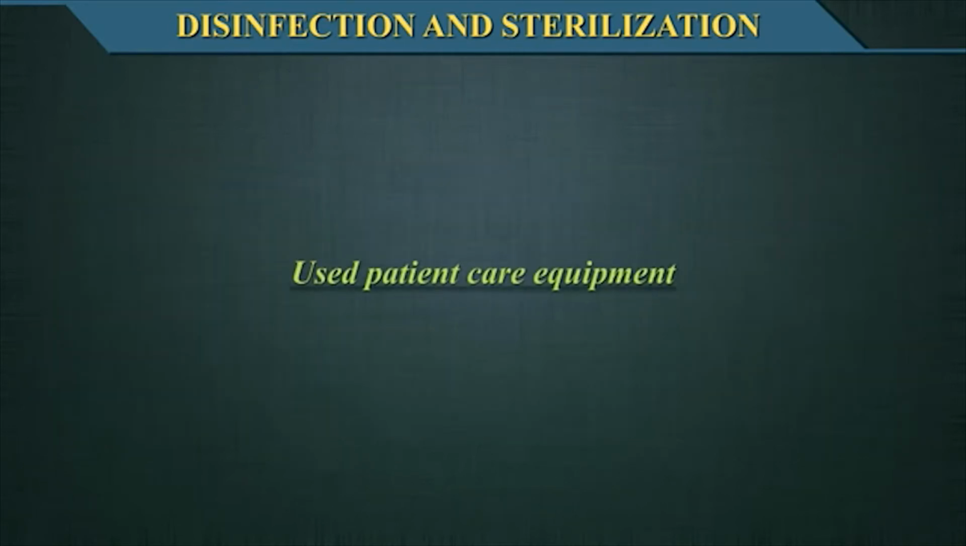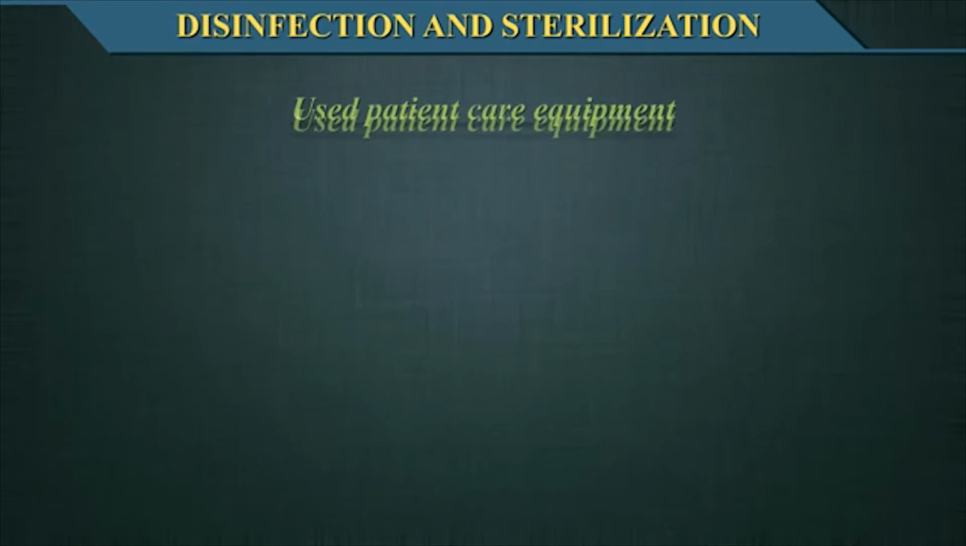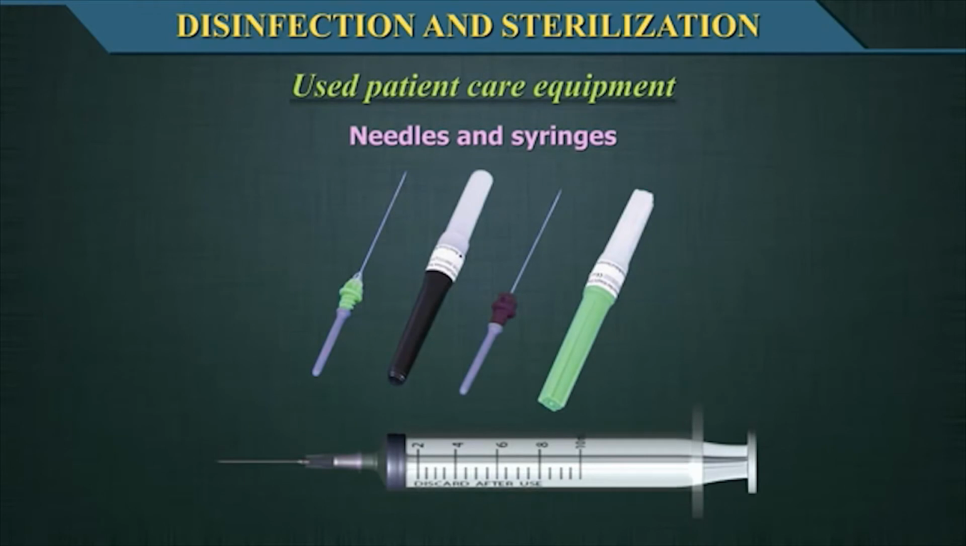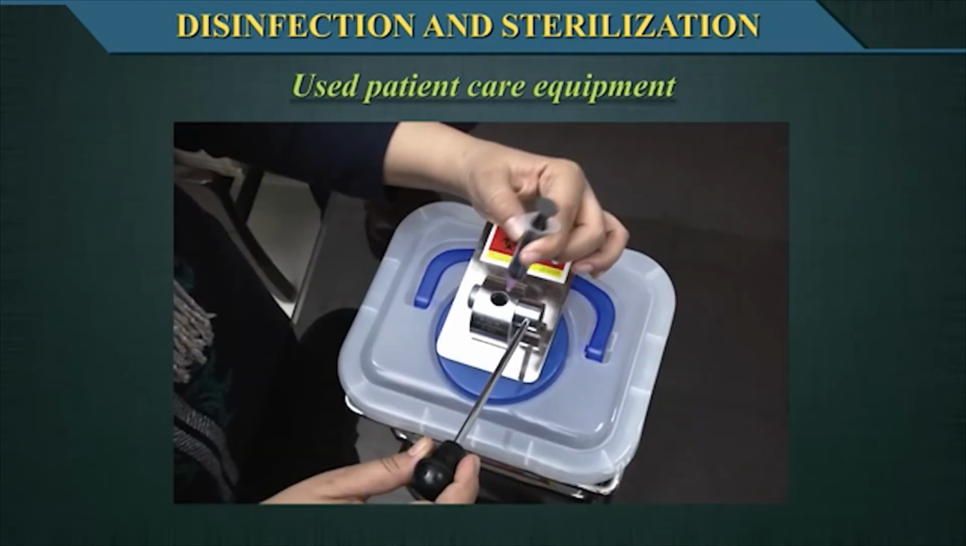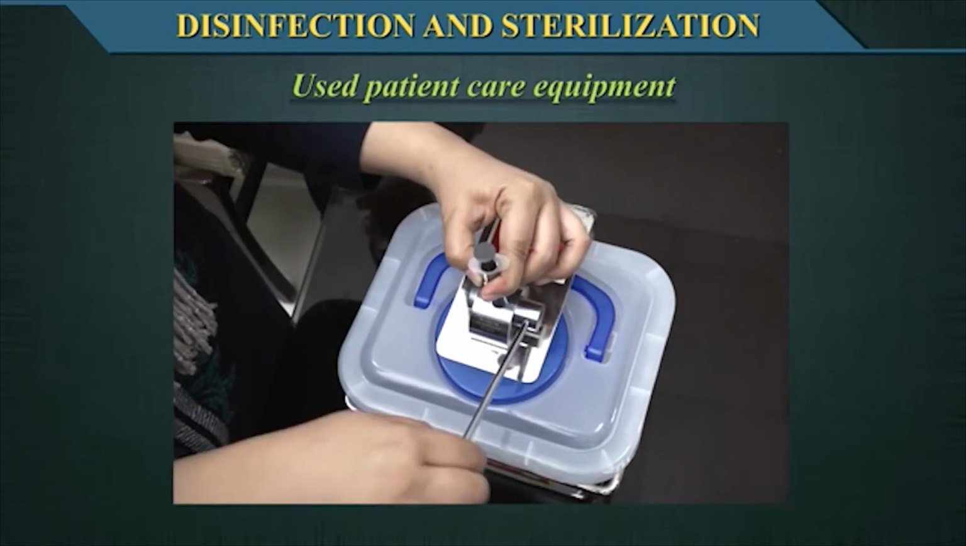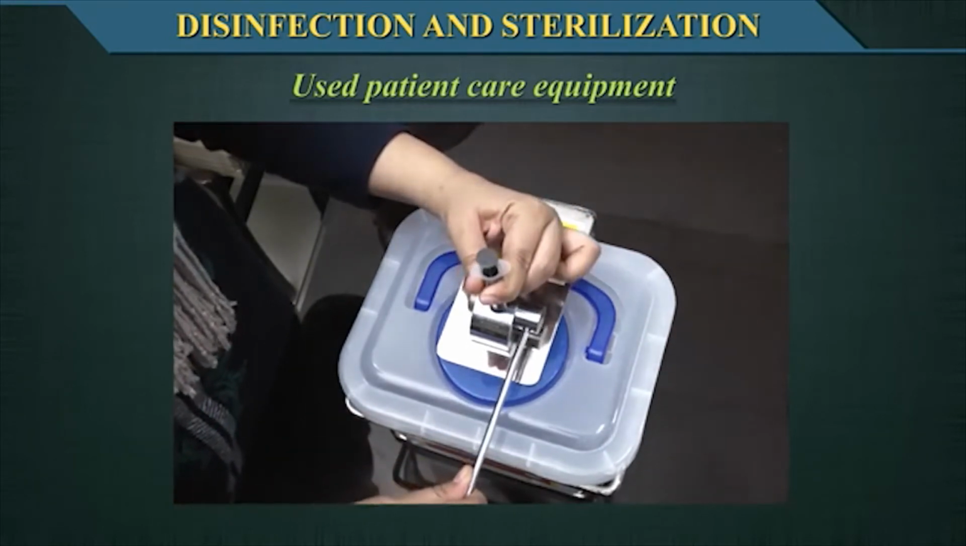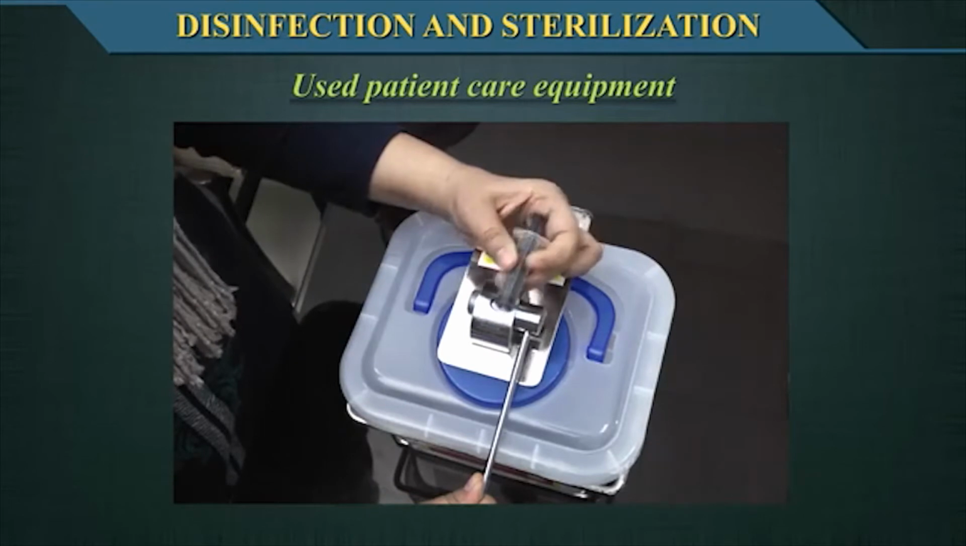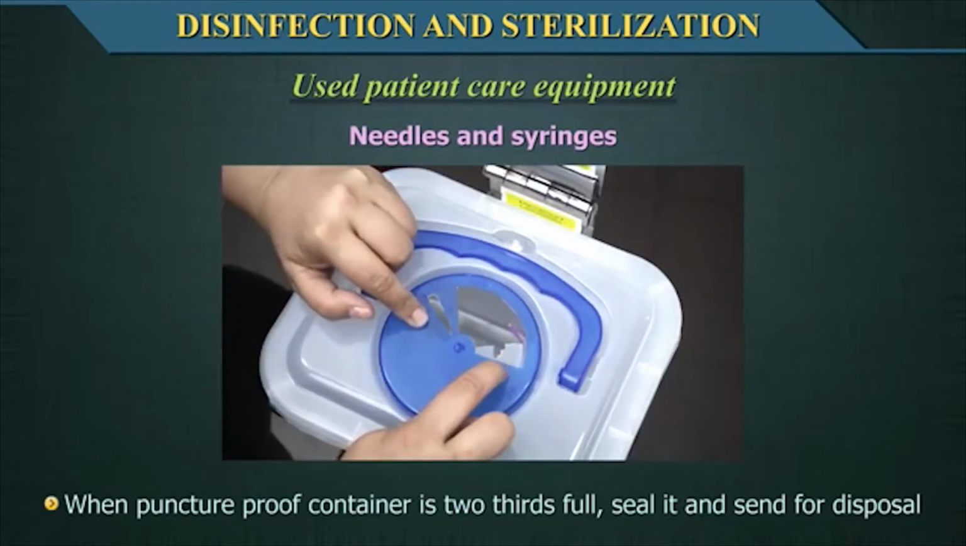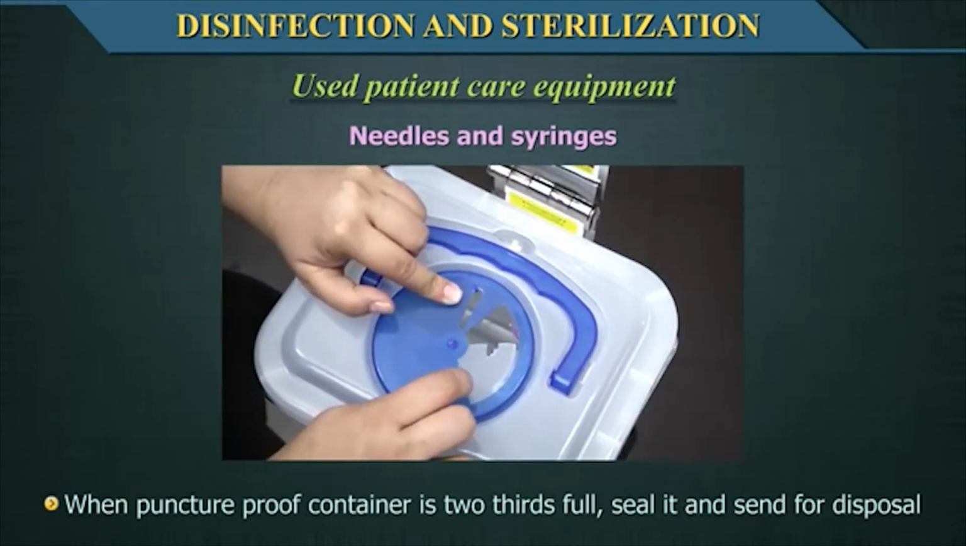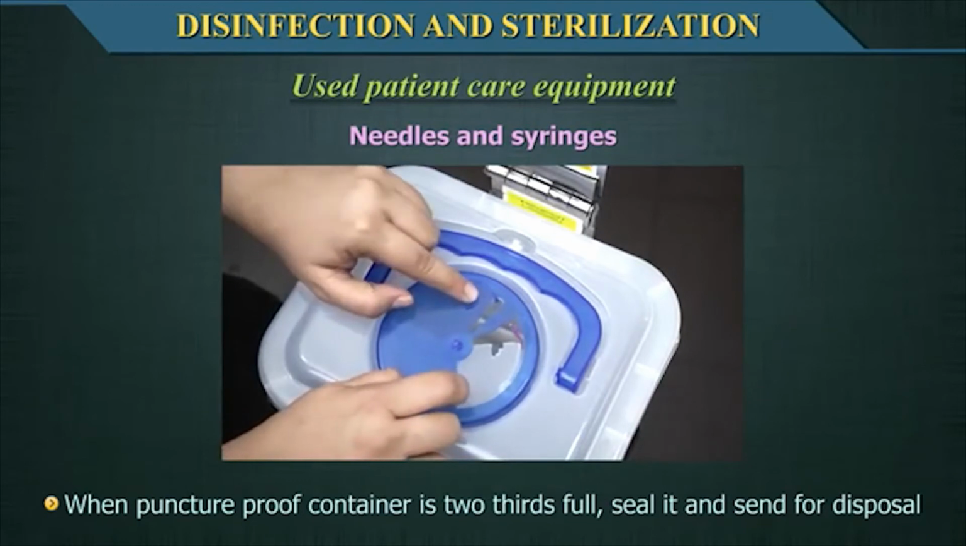Used patient care equipment, for example, needles, syringes, surgical instruments, and other equipment. Needles and syringes: use disposable only. Standard procedure: discard in a puncture-proof container with the international biohazard symbol. When the puncture-proof container is 2/3 full, seal it and send it for disposal.